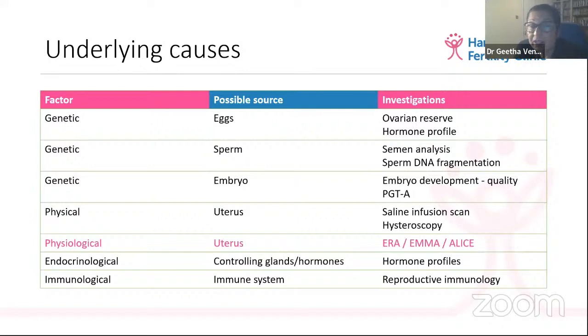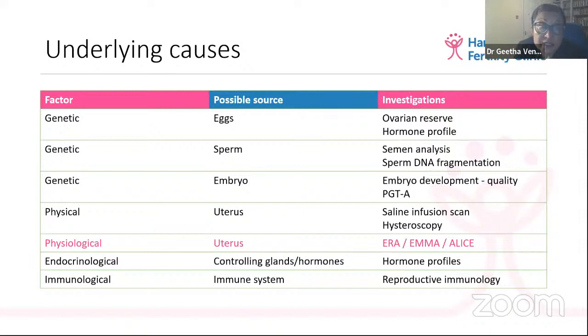That is detected or diagnosed by saline infusion scan, which is done routinely in our clinic, which detects any pathology in the uterus. And if we suspect something like polyp or scar tissue, then we recommend the patient to have hysteroscopy to clarify the situation and also treat the problem if it is present at the same time. So that is the next one.